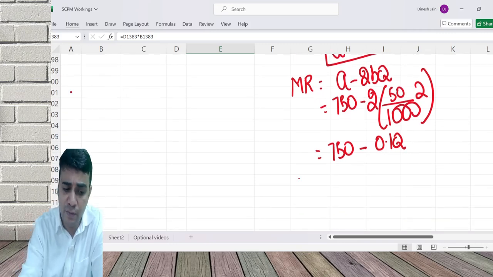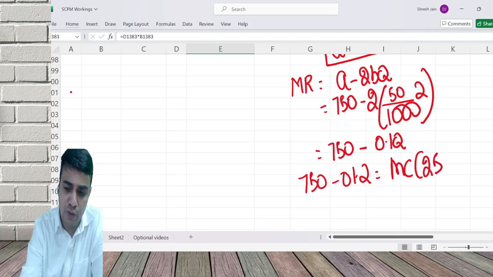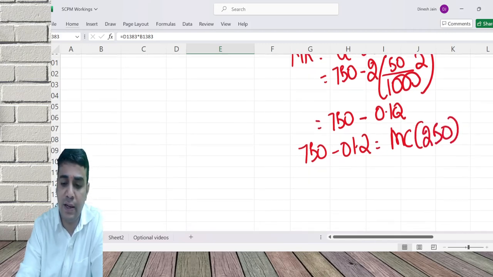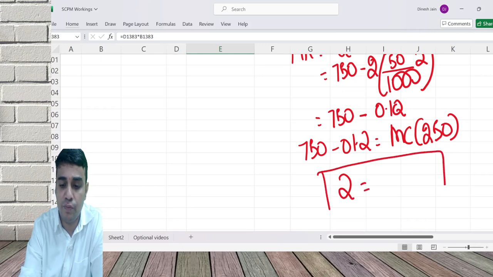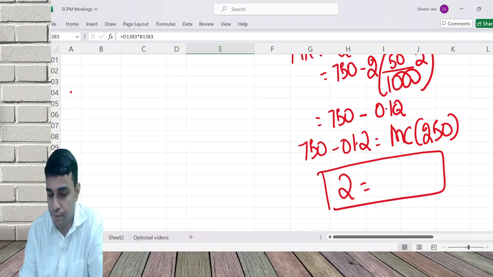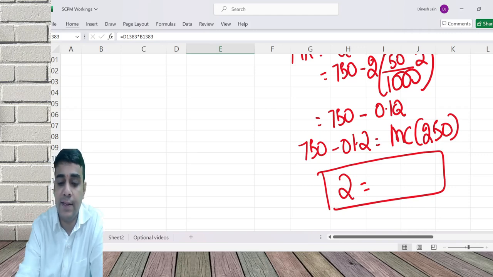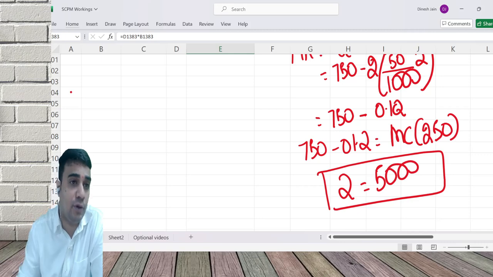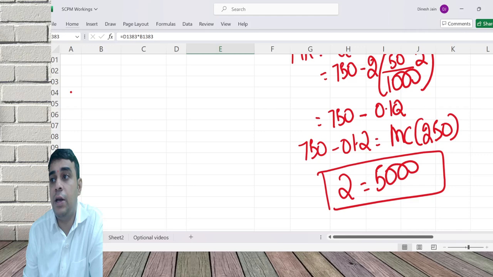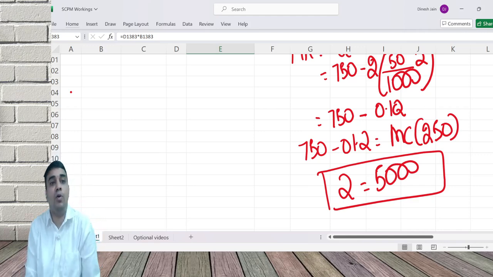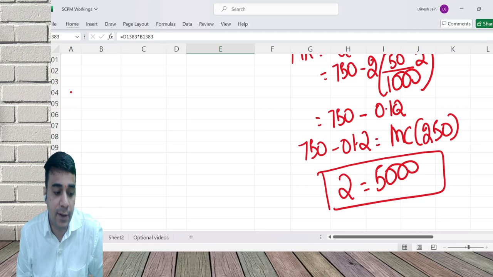I equate this now. 750 minus 0.1 Q is equal to marginal cost, which in this case was 250. Can you solve this and tell me what is Q? What is Q? That is my optimum output, and that is what the table told. The table told me the optimum output as 5000 units.